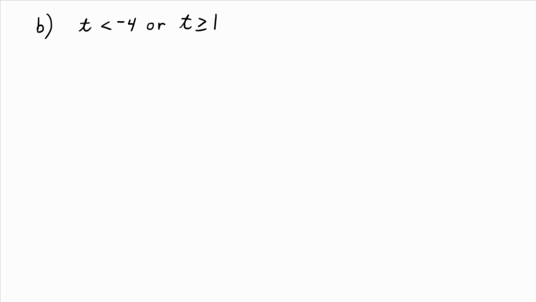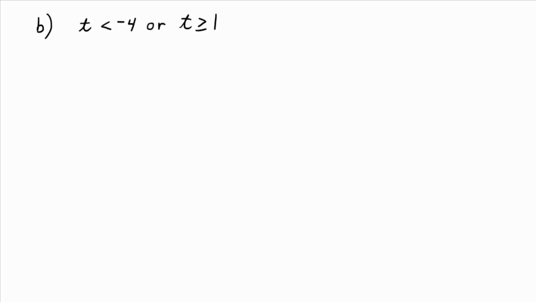Let's contrast that problem with this one. Remember, the directions are to write this compound inequality in interval notation. But we're going to do number line graphs along the way to help us with that. So we have t is less than -4 or t is greater than or equal to 1.